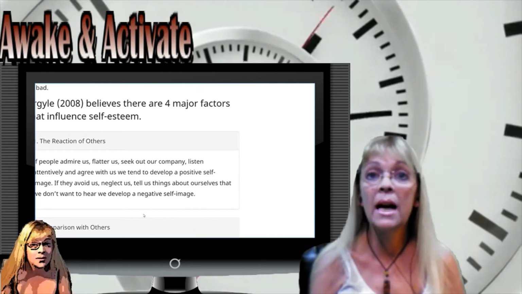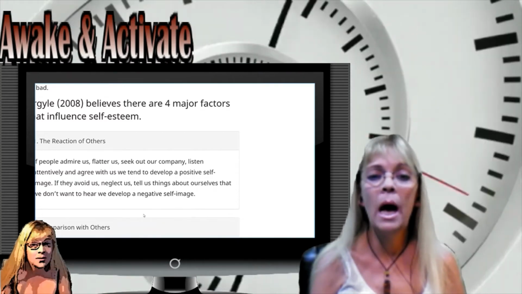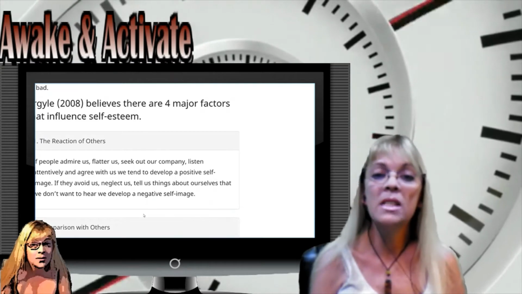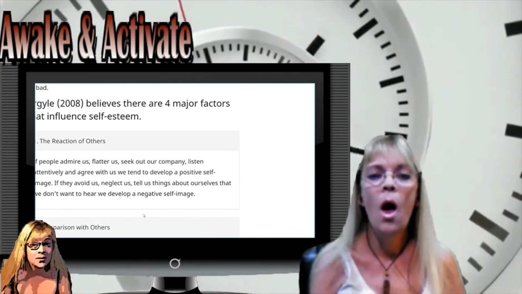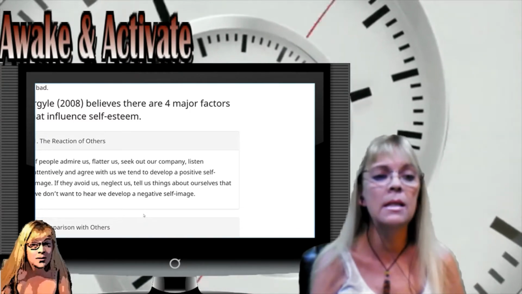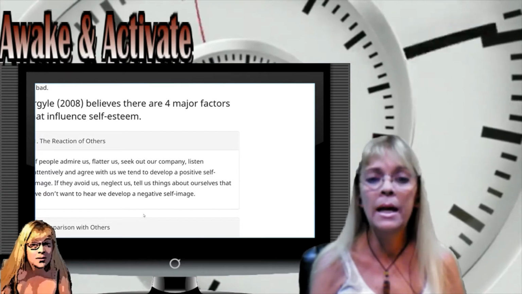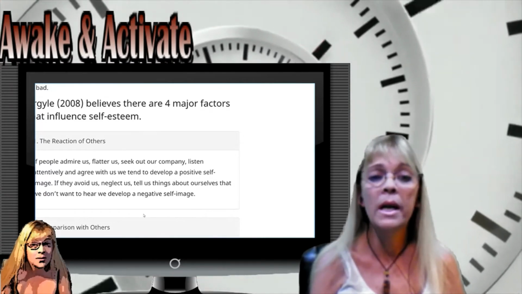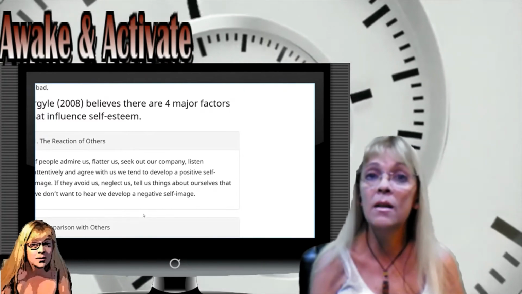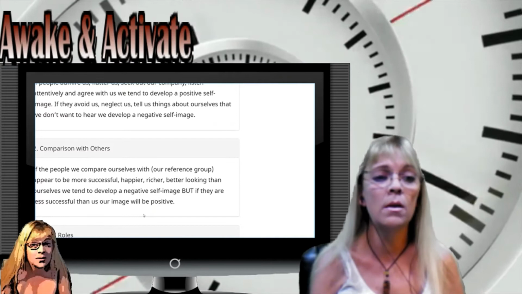Number one, reaction to others. If people admire us, flatter us, speak out, or seek out our company, listen attentively, and agree with us, we tend to develop a positive self-image. If they avoid us, neglect us, tell us things about ourselves that we don't want to hear, we develop a negative self-image.